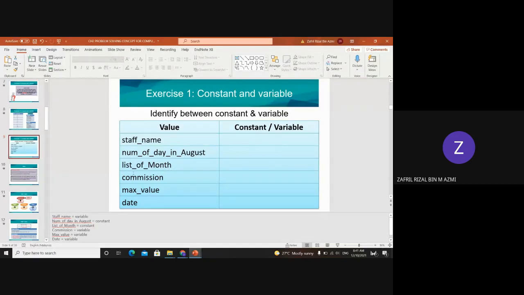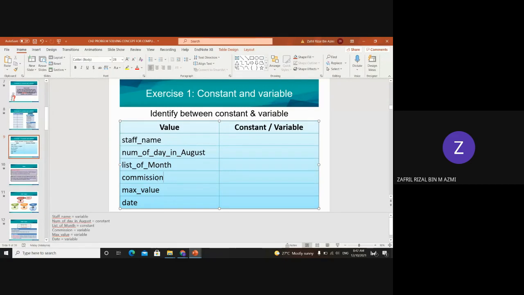List of months is a constant, right? It always starts with January. So this is considered an array, one variable that can hold more than one data. But the data is a constant value. It will always be January, February, March and so on. So it is a constant value. Right, guys? Okay, and then commission is a variable.